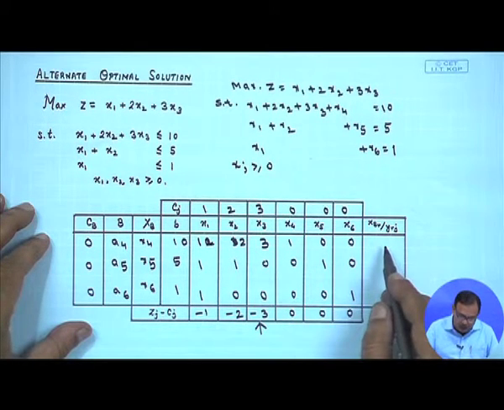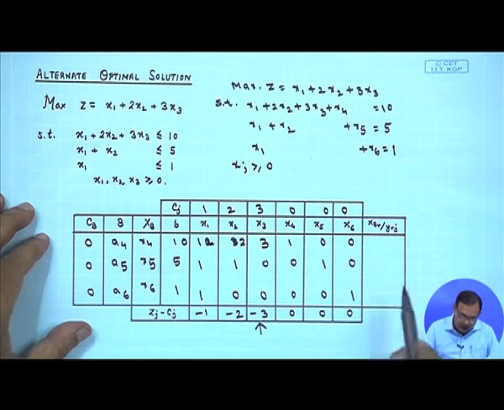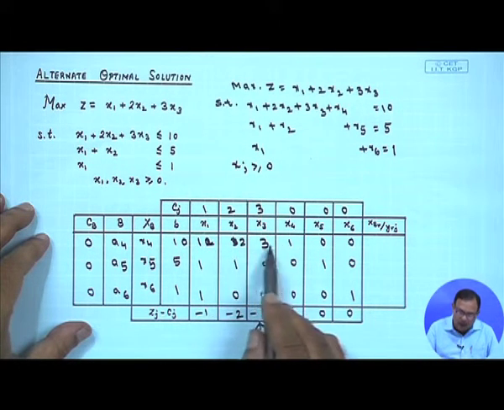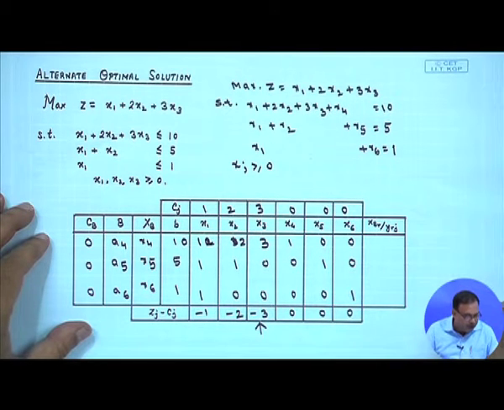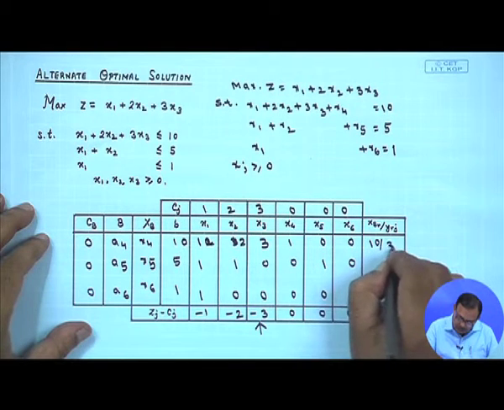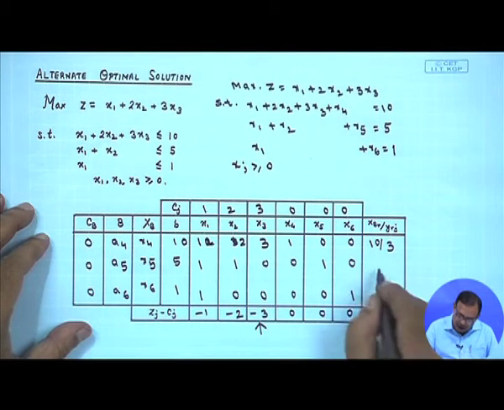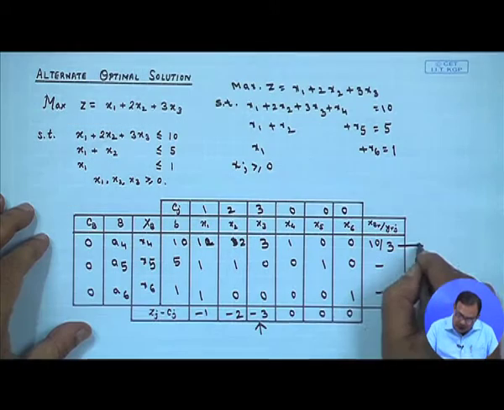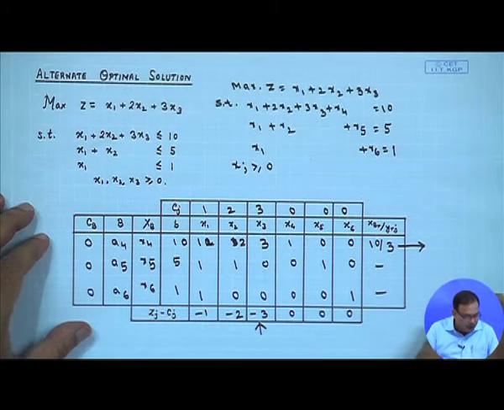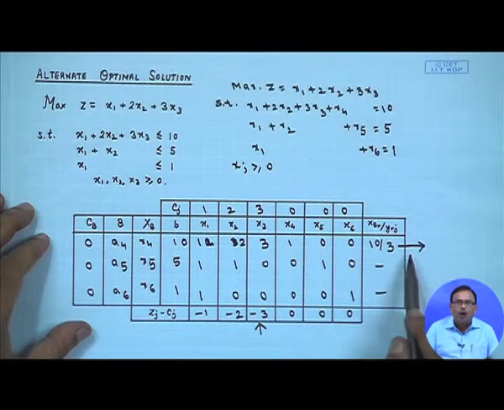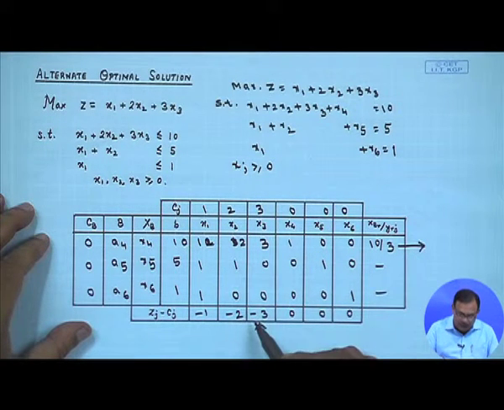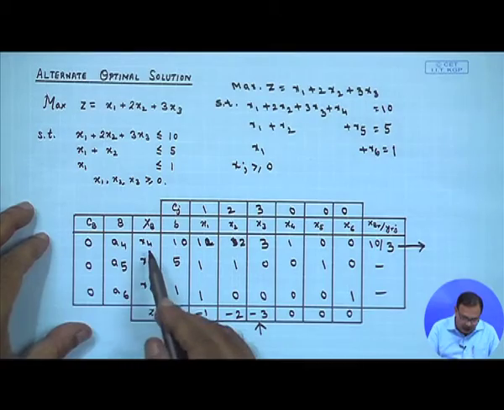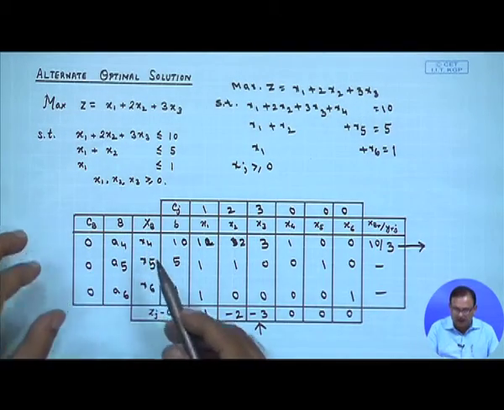So you have to calculate the ratio b by yrj, where y means the values of the coefficients. This will be 10 by 3, and in the other two cases infinity, so the question does not arise. So there is only one minimum, and your departing variable will be x4. In the next table, your departing variable will be x4 and the entering variable will be x3, that is, x4 will be replaced by x3.